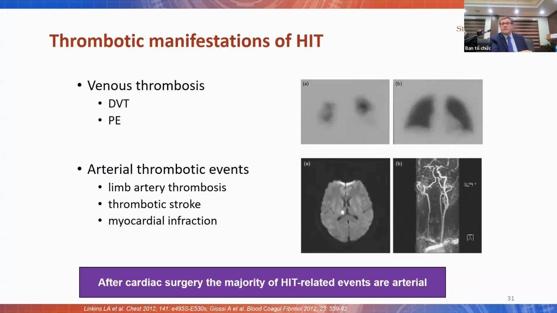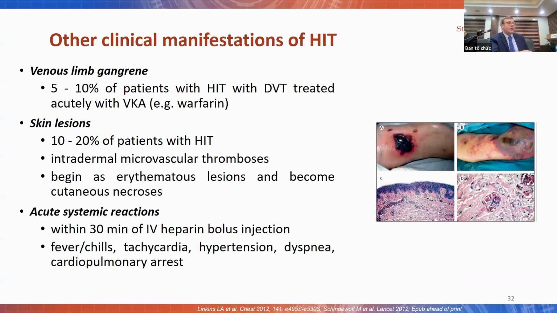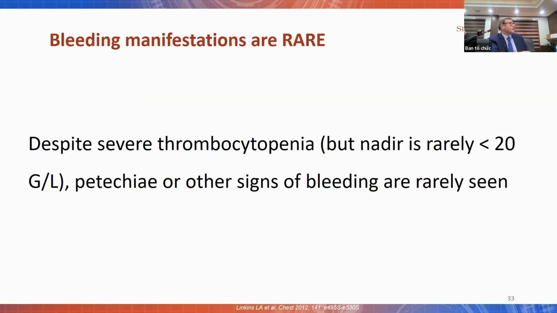So the thrombotic manifestations are typically venous thrombosis, but more likely arterial thrombosis. And there are also some more rare clinical manifestations of HIT, such as venous limb gangrene, skin lesions, and acute systemic reactions. Despite the low platelet count, bleeding manifestations are rare, and this is also something we have to keep in mind, even though it can happen, but they are rare.